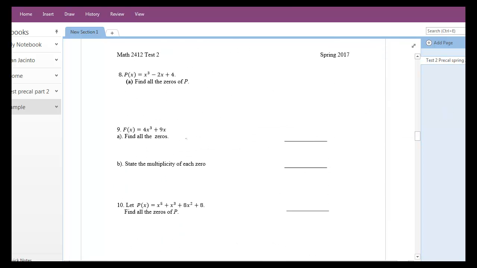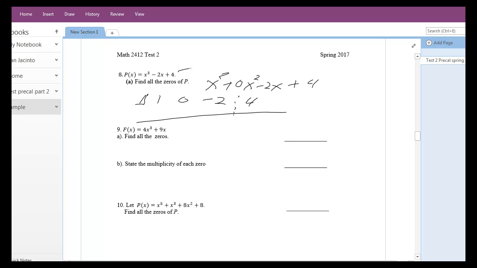Find all zeros on number 8. That simply says, try to factor. We can't factor. I'm going to put this in full representation. I don't have a squared term, minus 2x plus 4. I know right off the bat let's try synthetic division. 1, 0, minus 2, 4. I'm going to try negative 2 because I know 4 breaks down to 1, 2, and 4.